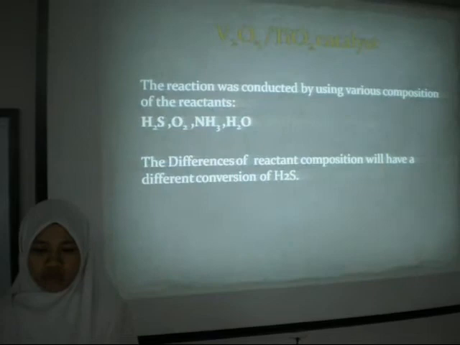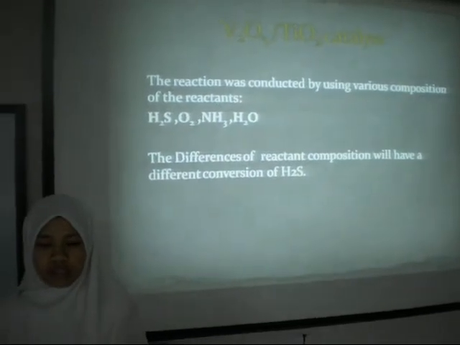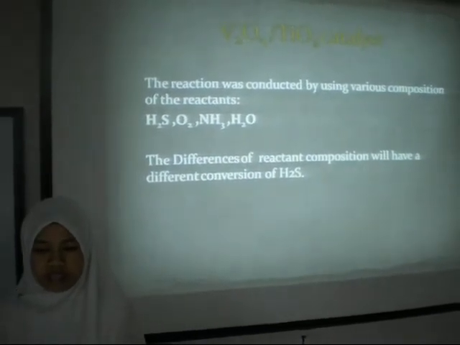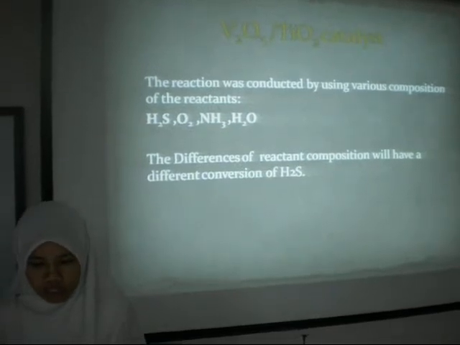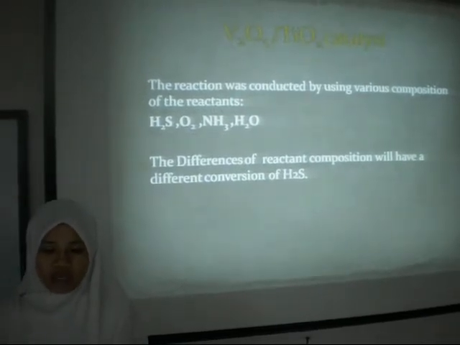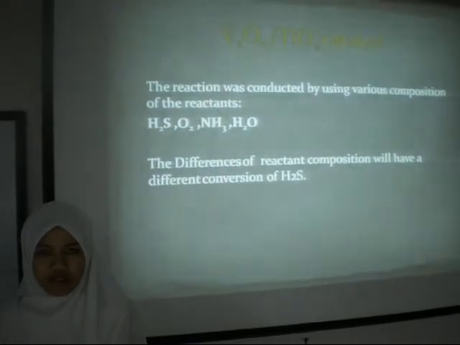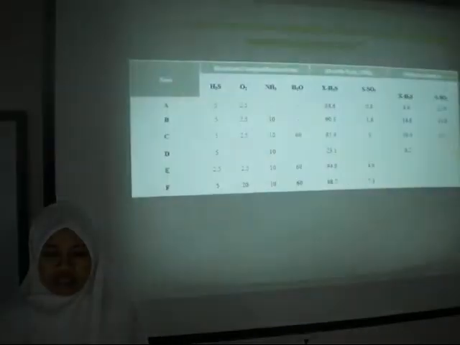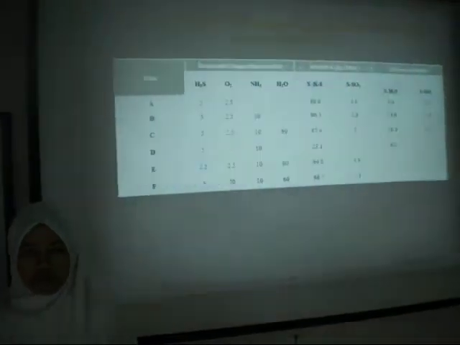The reaction was conducted on this catalyst with various compositions, which are H2S, O2, ammonia and H2O, and the difference in reactant composition will give a different formation of products, and this is the result from our experiment.